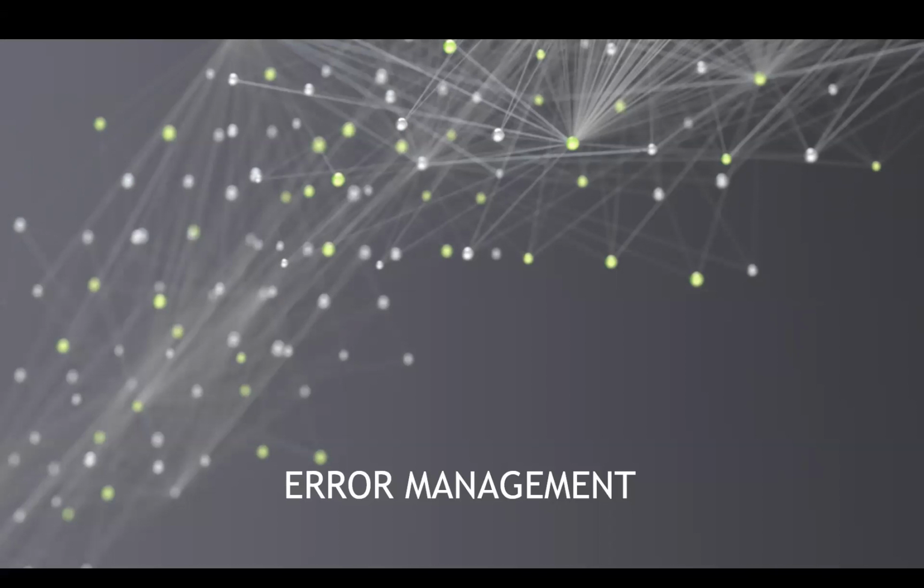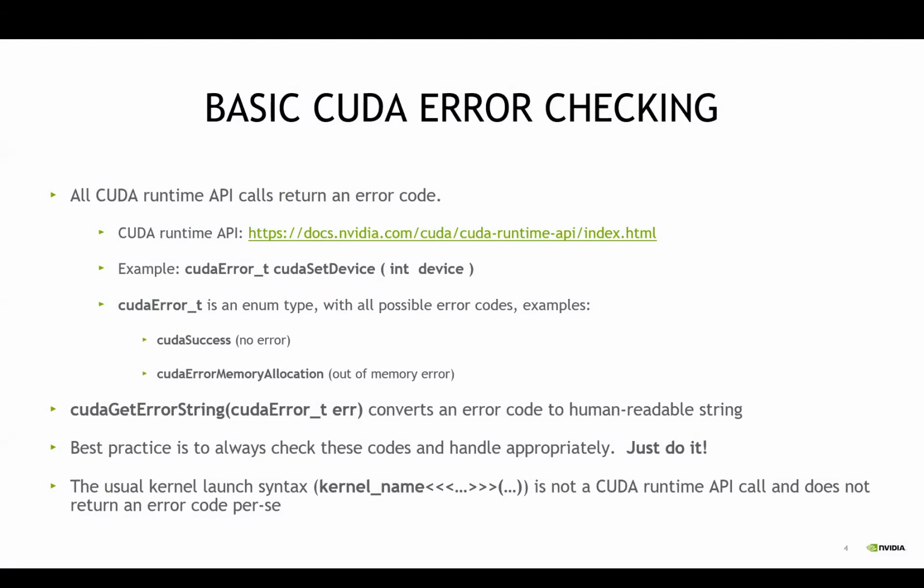So in that vein, I believe the right place to start is actually a fairly mundane topic, which I would refer to as proper CUDA error checking. We'll call it error management. And the basic idea here is that all CUDA runtime API calls return an error code.